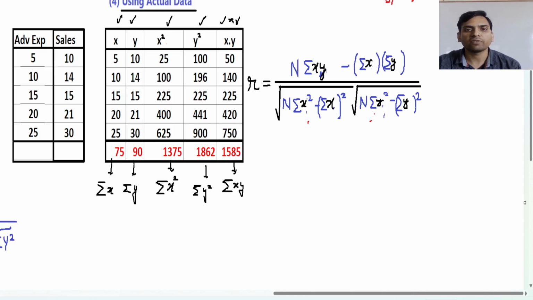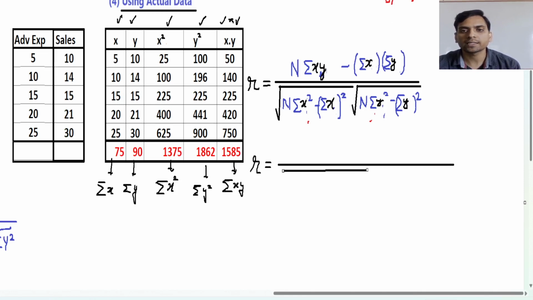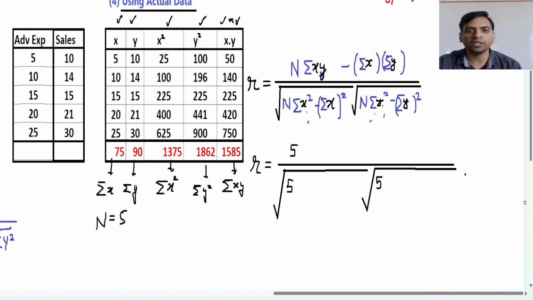Now we will put all these values in this formula. So you will see r equals, again this is in fraction form, and there are two parts in the denominator. First under root is for x and second under root is for y. So we are putting values. n is the number of pairs. In this case, again n equals 5. So we will put n equals 5 here, n equals 5 here, and n equals 5 here. Now second is summation xy. Summation xy is this 1585.